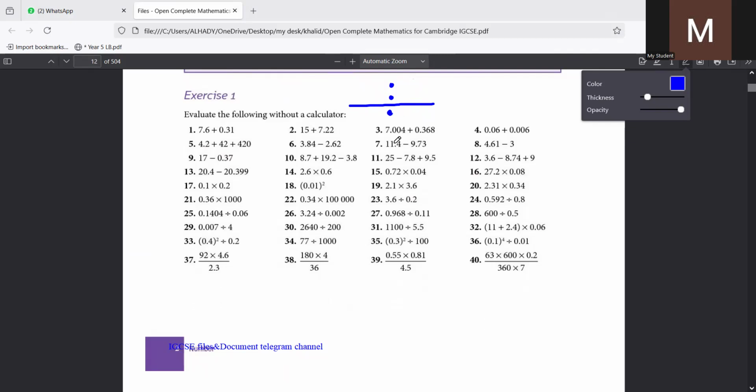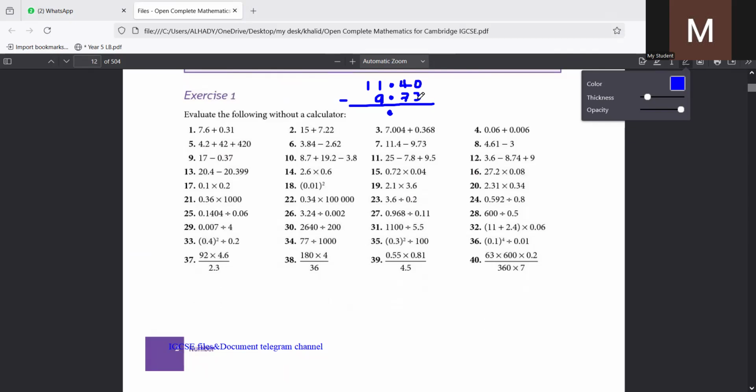Like number 7 here, it's 11.4 minus 9.73. You write 11 here as it is, on the left of the decimal point. And then 0.4, the 4 is over here as it is. Then you write 9.73 below it, and this is subtraction, it is minus. When you don't have a number here, you put a 0 in its place, in the hundredths.